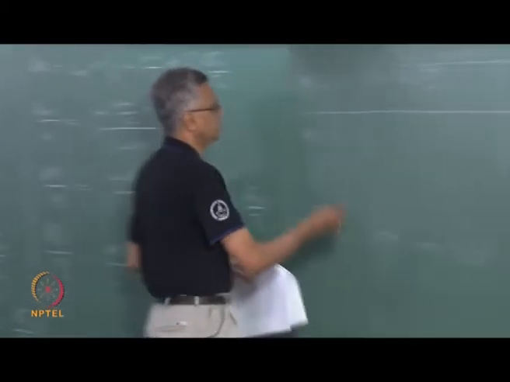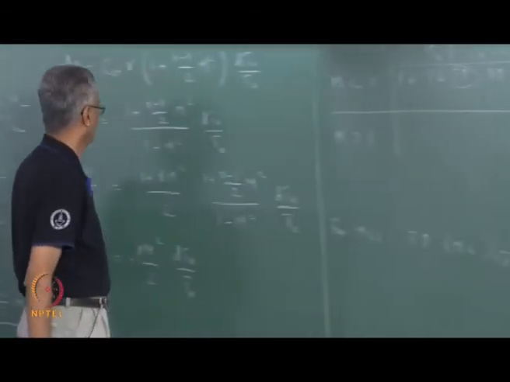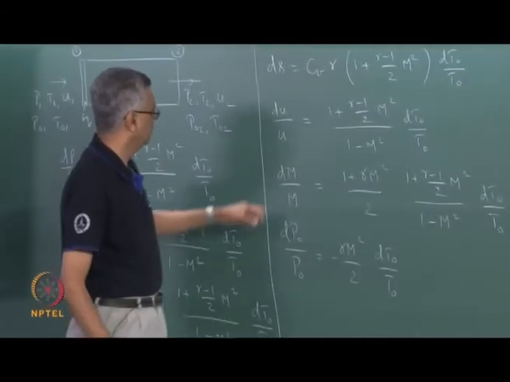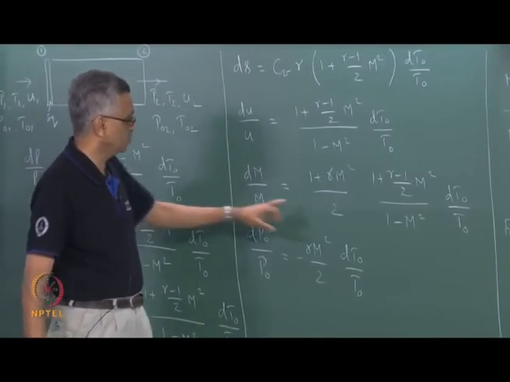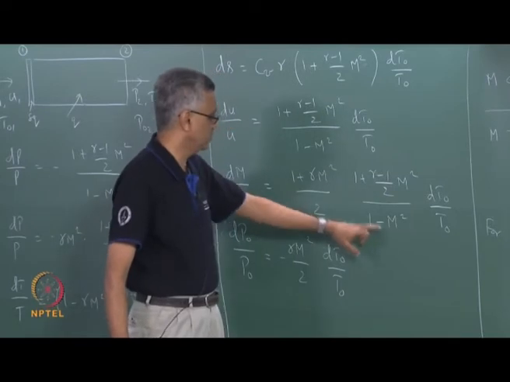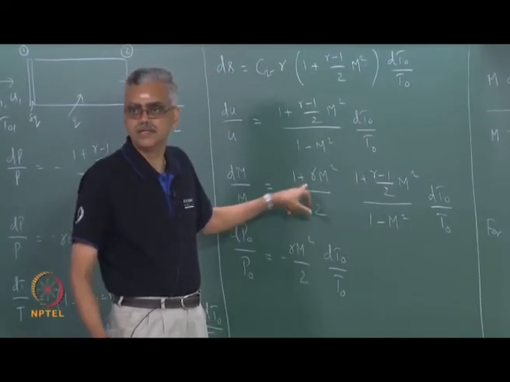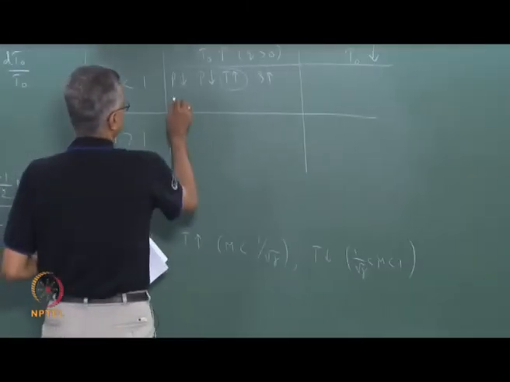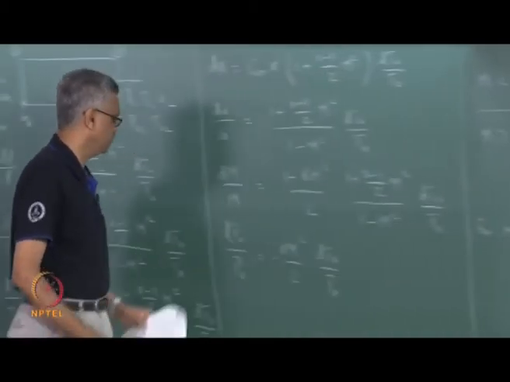So, entropy in this case increases, and let us go to Mach number. Instead of velocity we will directly go to Mach number. So, Mach number also, if you see, positive, M less than 1, this is positive, this is also positive. So, Mach number increases in a flow like this. So, M goes up. And what about stagnation pressure?